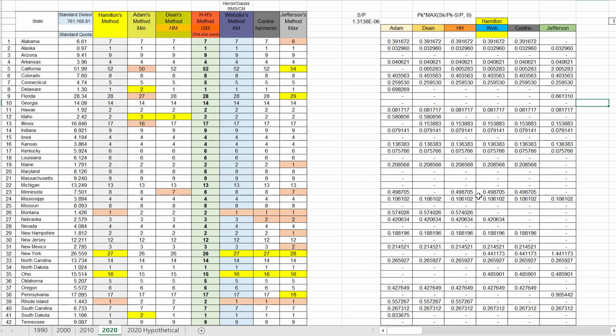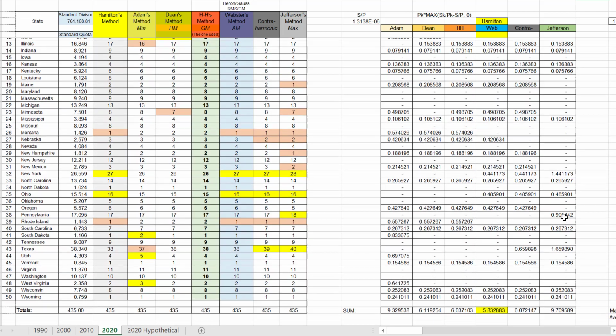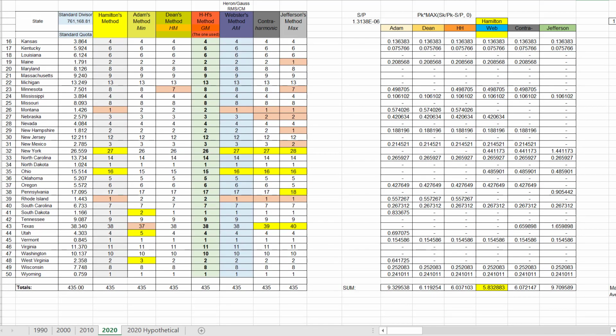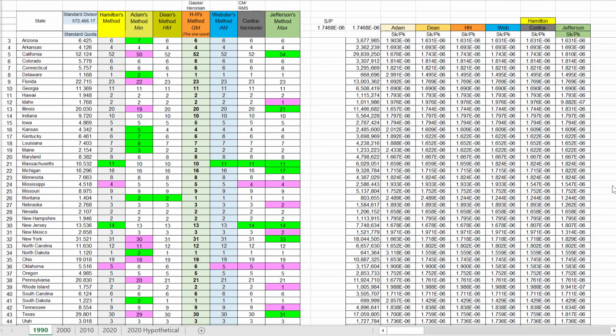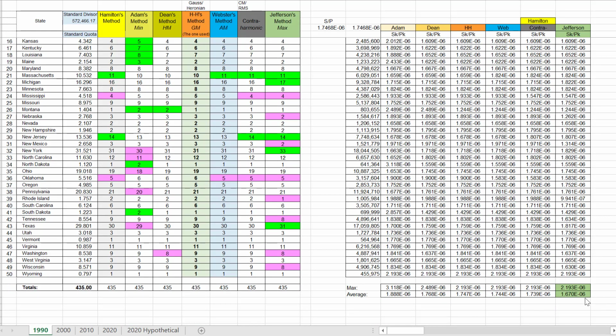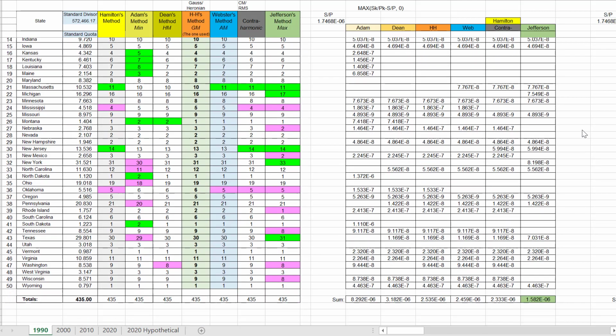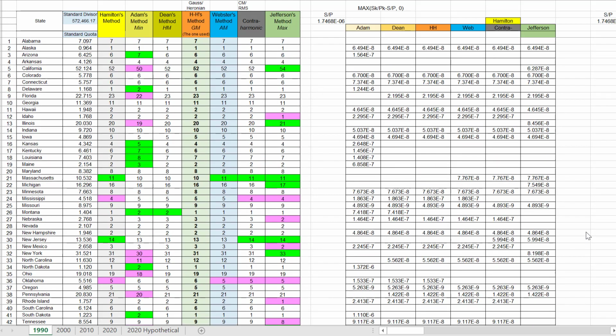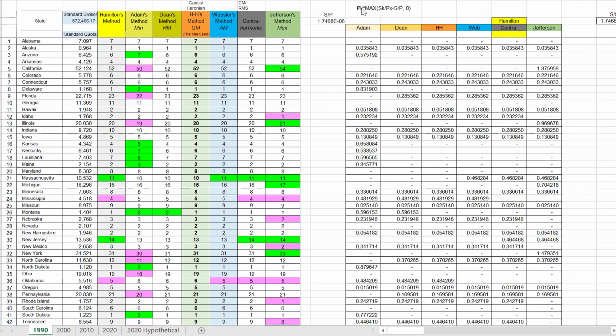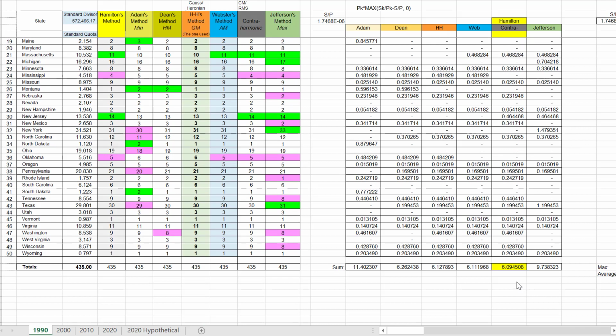So if you don't multiply by the number of people, Jefferson will minimize that. But if you multiply by the number of people, Hamilton will minimize that. Again, 1990, Jefferson minimizes, just worry about how much you're over. Jefferson will still minimize over the country's average, but multiply by the number of people in each state times how much you were over, Hamilton will minimize.